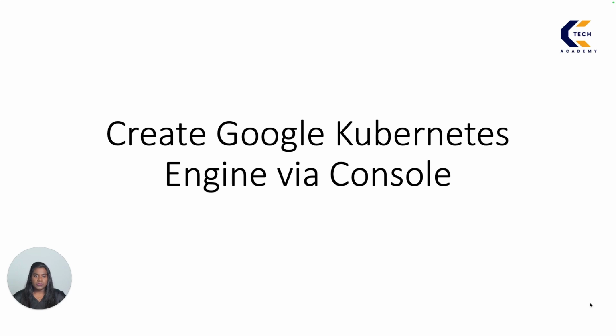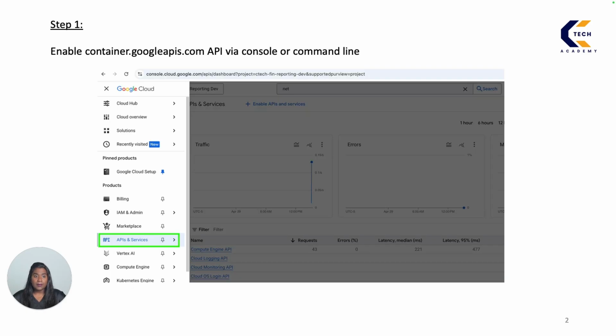Take a look at how to create Google Kubernetes Engine via console. Step 1. Enable container.googleapis.com API via console or command line.